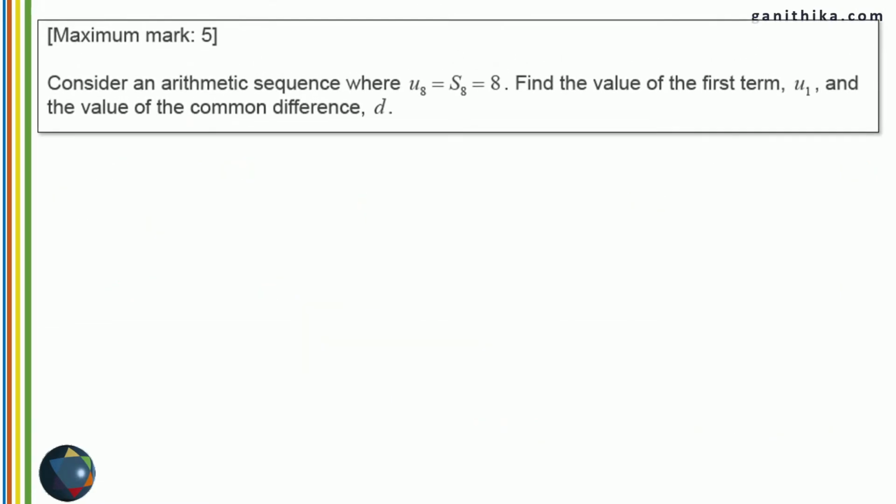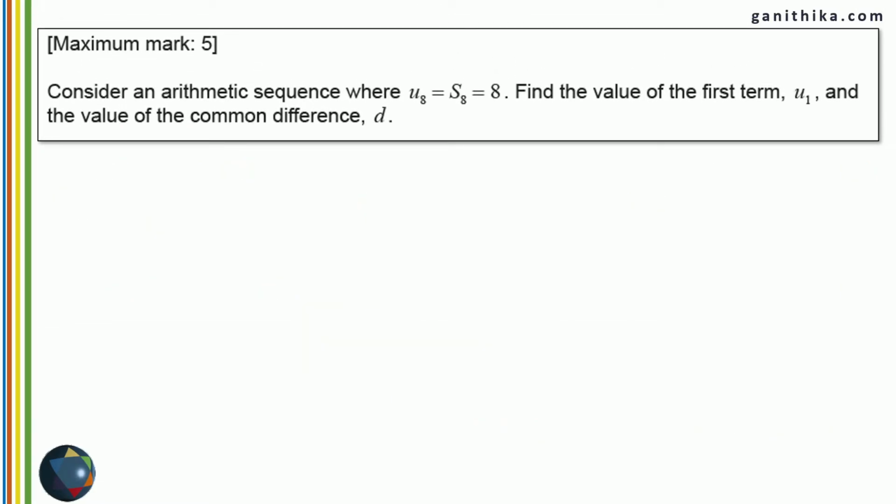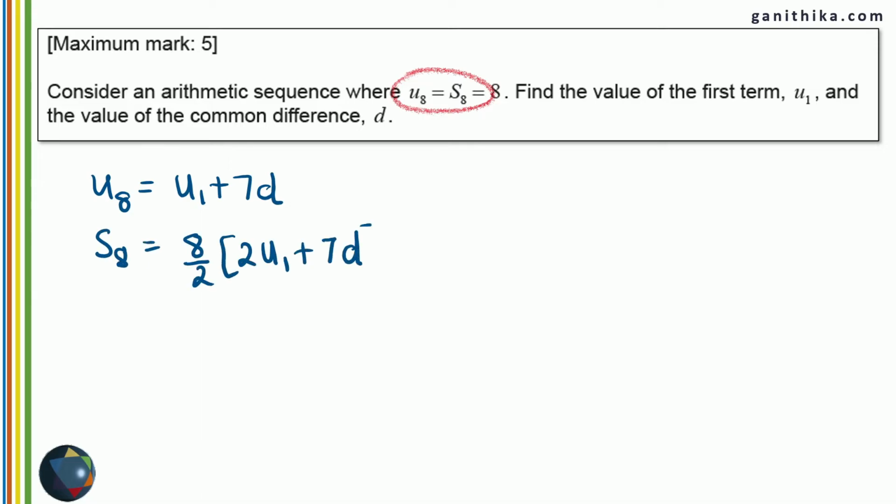Let's go further for the next question. So first of all, what is given? Arithmetic sequence, U8 and S8. The 8th term and the sum to 8 terms both are the same and they are equal to 8, right? I'm not going to go into the question yet, so I'll just see what is U8 and S8. U8 by the formula is U1 plus 7D. S8 by the formula is 8 by 2 times 2U1 plus 7D.